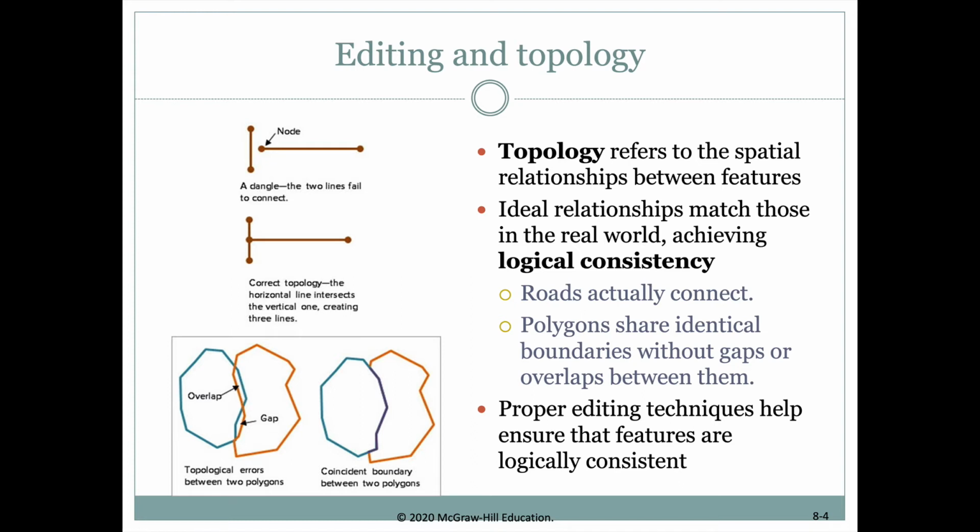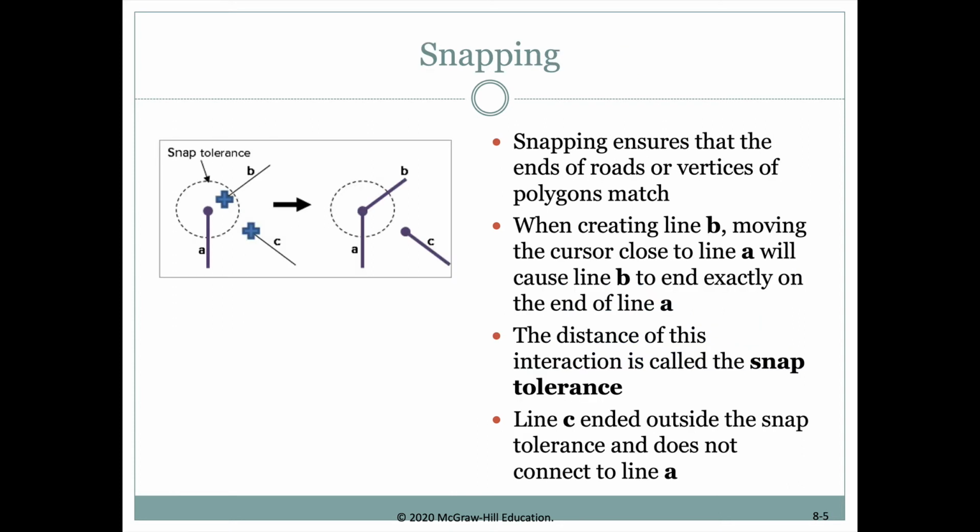Once again, in editing and considering the topology, we can correct this so that we have an orange polygon here, a blue polygon here, and then we have one line that they're sharing, which is this coincident line here. So we would have a coincident boundary now between two polygons instead of two separate polygons that have these errors. This area of overlap all the way along them would sometimes be called a sliver polygon. So we want to have this logical consistency based on topology.